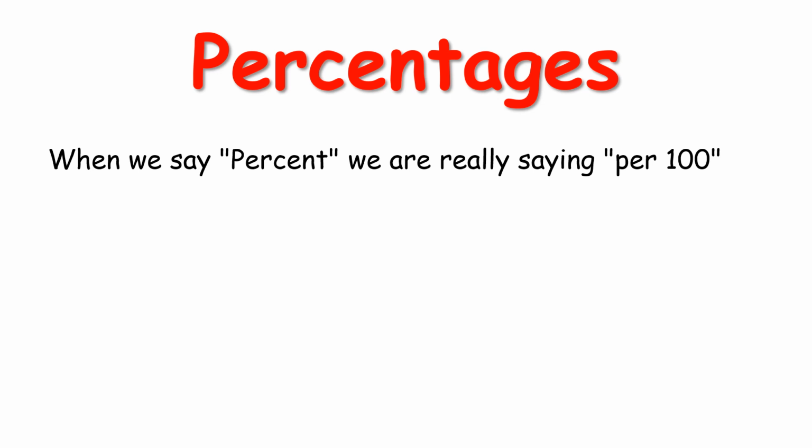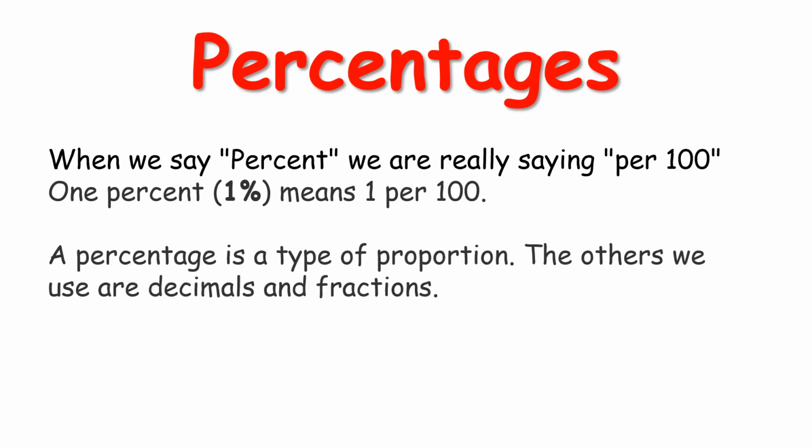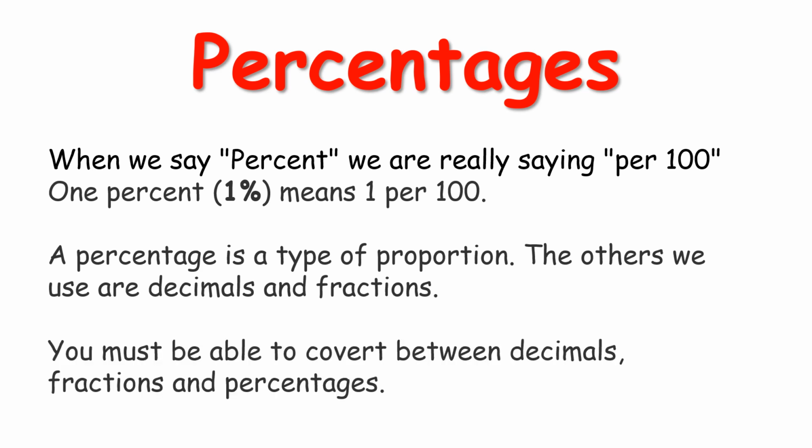When we say percent, what we're really saying is per 100. So for example, if we said 1%, we mean 1 per 100 or 1 out of 100 or 1 over 100. So percentages are a type of proportion, and proportion is an umbrella term, and underneath proportion we have percentages, decimals and fractions. Effectively they all mean the same thing, they're just given in slightly different forms. So you need to be able to convert between decimals, fractions and percentages.